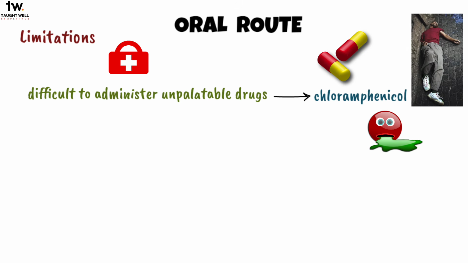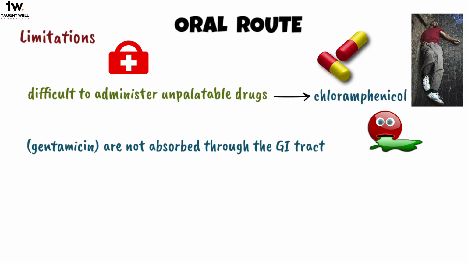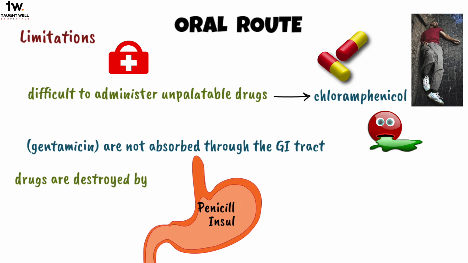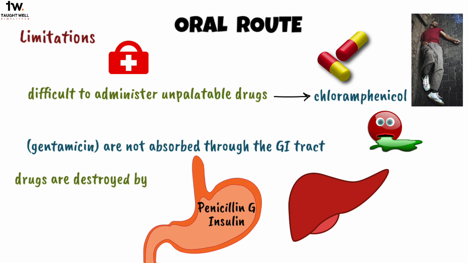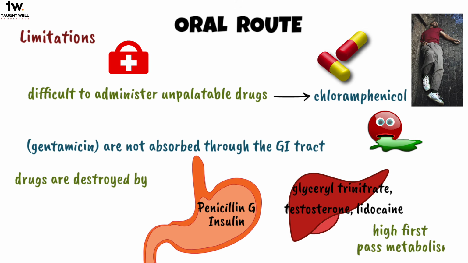Certain drugs, for example gentamicin, are not absorbed through the GI tract. Absorption of some drugs is variable and cannot be reliable. Some drugs are destroyed by digestive juices like penicillin G, insulin, or in the liver like glyceryl trinitrate, testosterone, lidocaine by high first-pass metabolism.